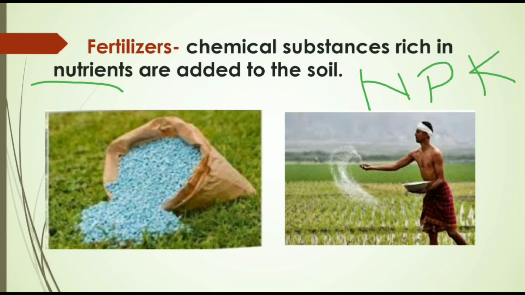Fertilizers are produced in factories and are easier to store and transport as compared to manures. Being soluble in water, they are readily absorbed by the plants, but overuse of fertilizers can change the chemical nature of the soil. So we have to be very cautious while using these fertilizers in the fields.